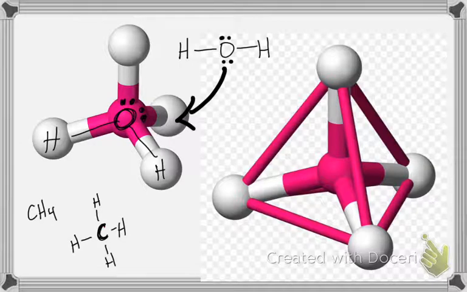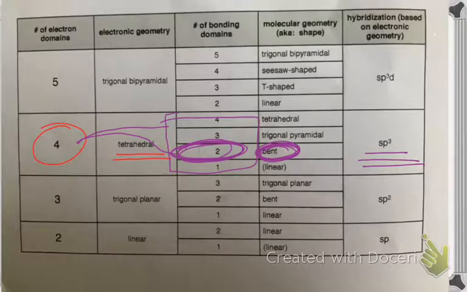Showing models put together. So that's how we come up with water being tetrahedral, sp3 hybridized, and the shape or the geometry is bent. Okay, and that's kind of using this here as a flow chart.